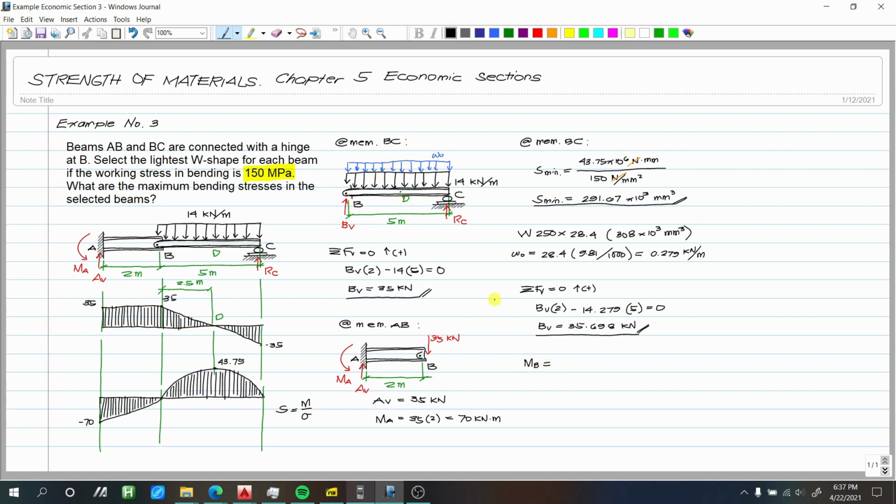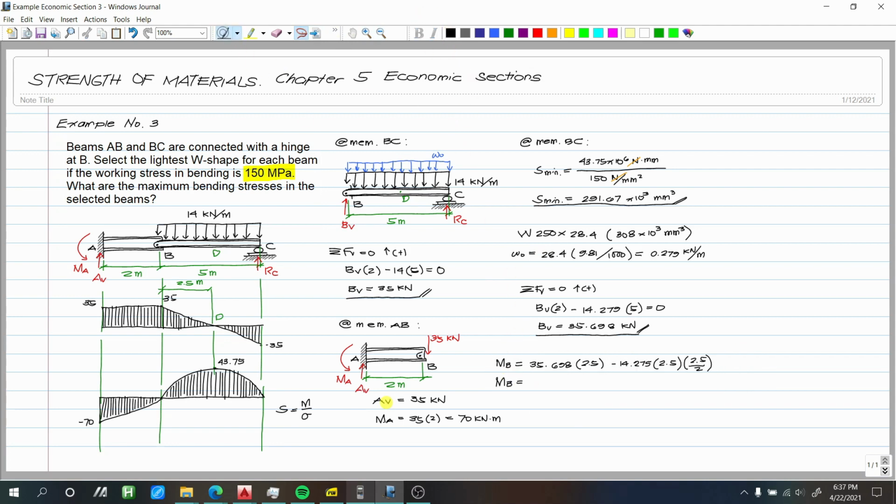Ang BB natin ay clockwise, so that is positive. 35.698 multiplied by 2.5 minus 14.279 multiplied by 2.5 multiplied by 2.5 over 2. Okay? So, syempre, kukunin natin yung MB natin para makuha natin yung actual moment natin na kasama na yung ating weight. Then, katapos na makuha natin yung actual stress natin.